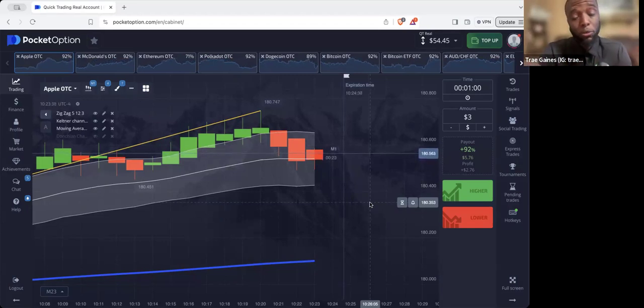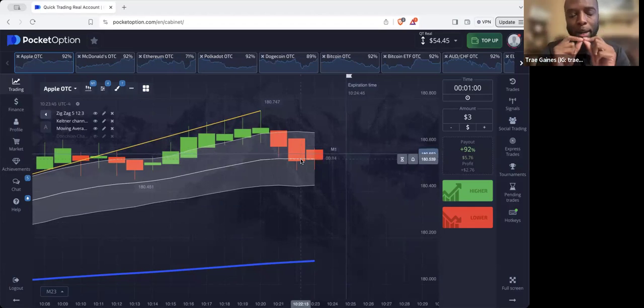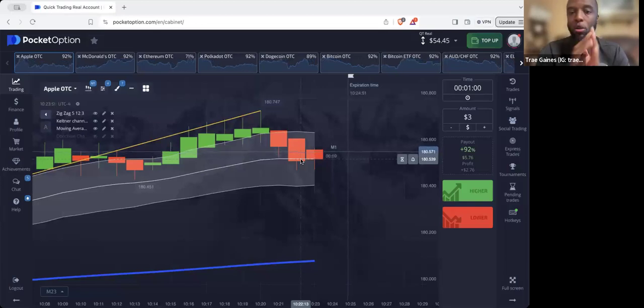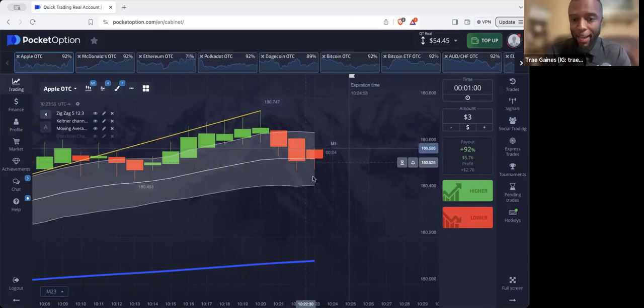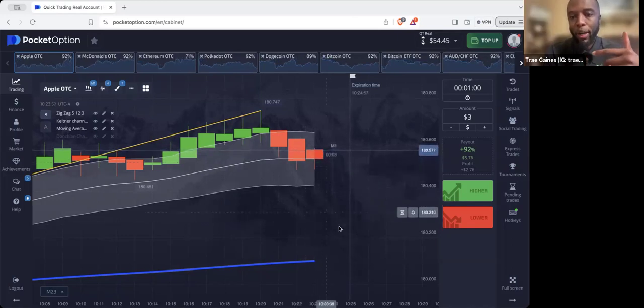So this was actually something good that happened just now. That's a teachable moment. Okay, so I got in right here, correct? Where my middle Keltner served as a support. Well, in order for me to get in for a second hedge, it has to keep going down. It didn't keep going down.